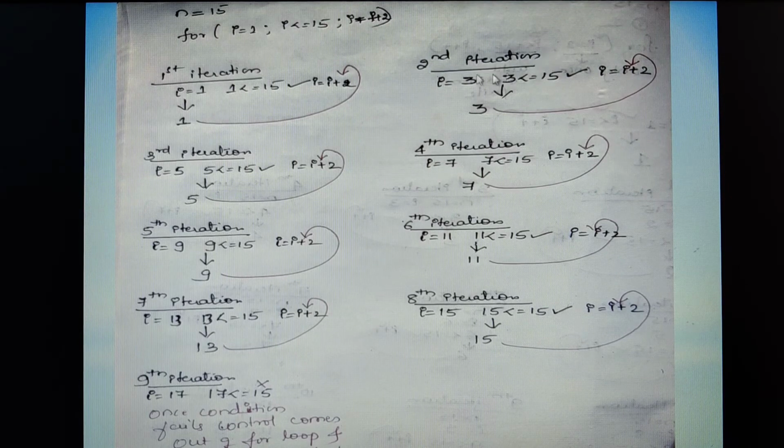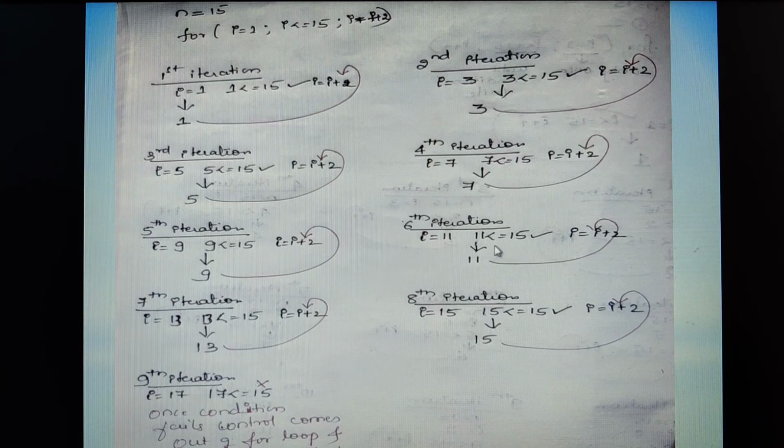When it goes to the next iteration, the I value will be 5. 5 is less than or equal to 15, condition true. Therefore, I am printing the value 5. Again increment takes place. Now I becomes 7. 7 is less than 15, 7 will be printed. Again increment, plus 2, 9. 9 is less than or equal to 15, 9 is printed. Again increment.